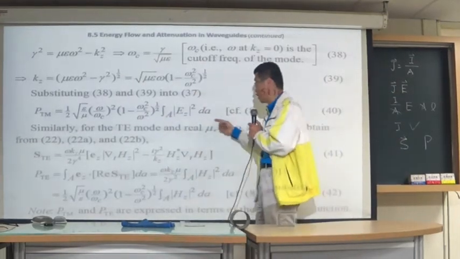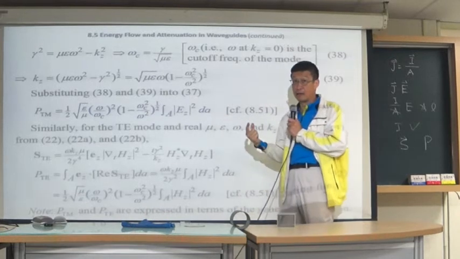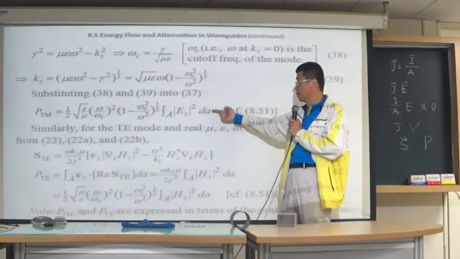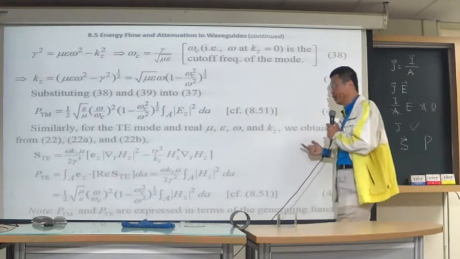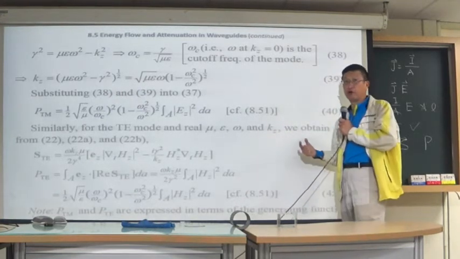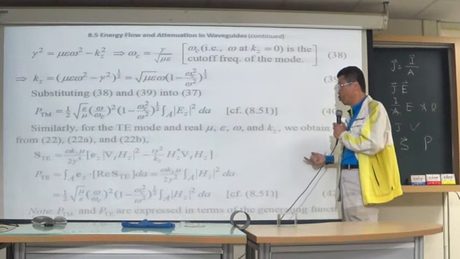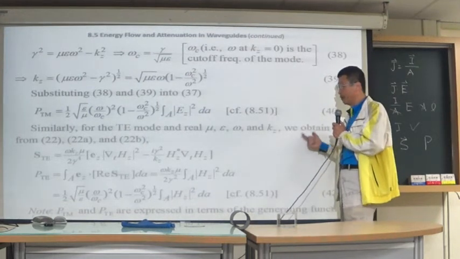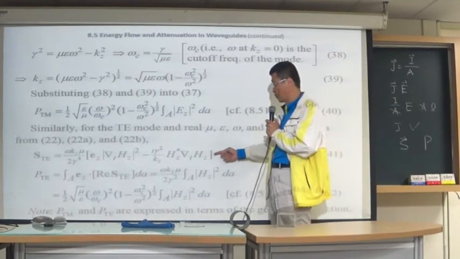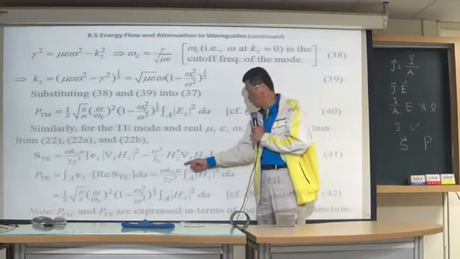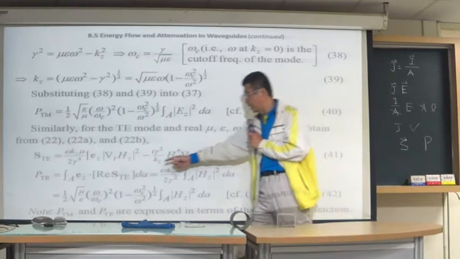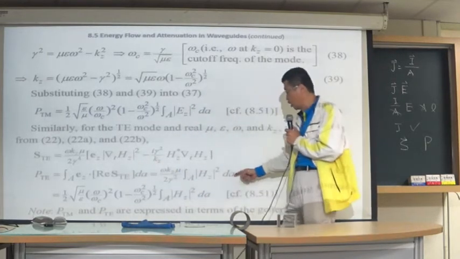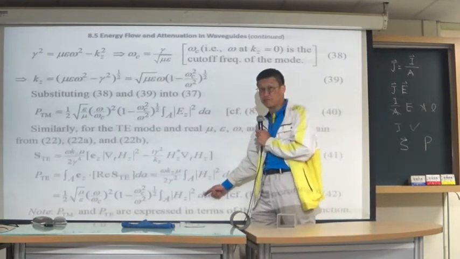We get these relations. So calculating the power is easy, just here. Similarly, for TE mode, and for real epsilon and real mu, omega and kz, we obtain another equation. This time it is quite similar, and we take the real part, and eventually we get this one. That's for TE mode.